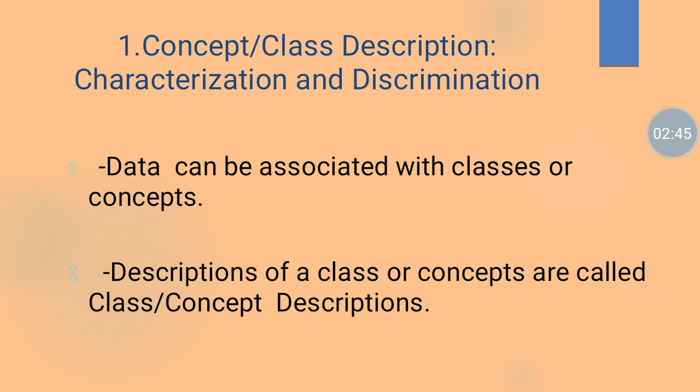concept class description. So what do you mean by class? A class is a collection of objects. What do you mean by data? Data can be associated with classes or concepts. Descriptions of a class or concept are called class or concept descriptions.